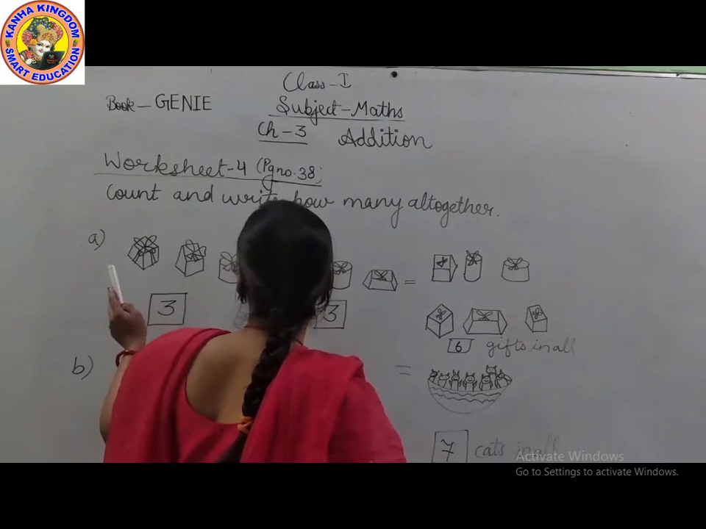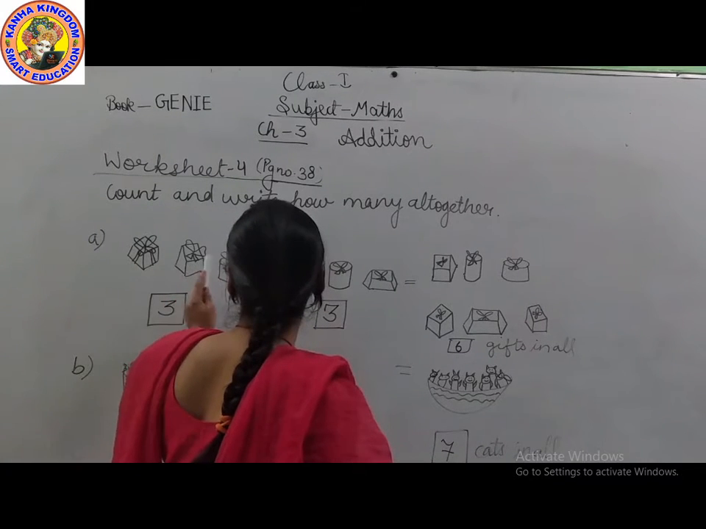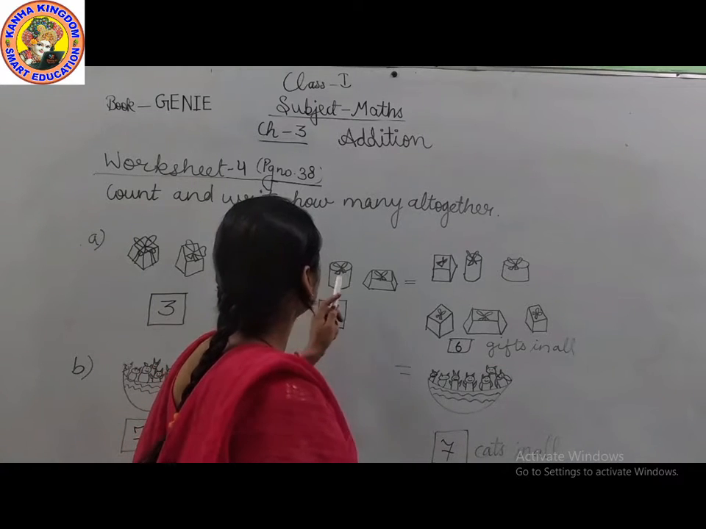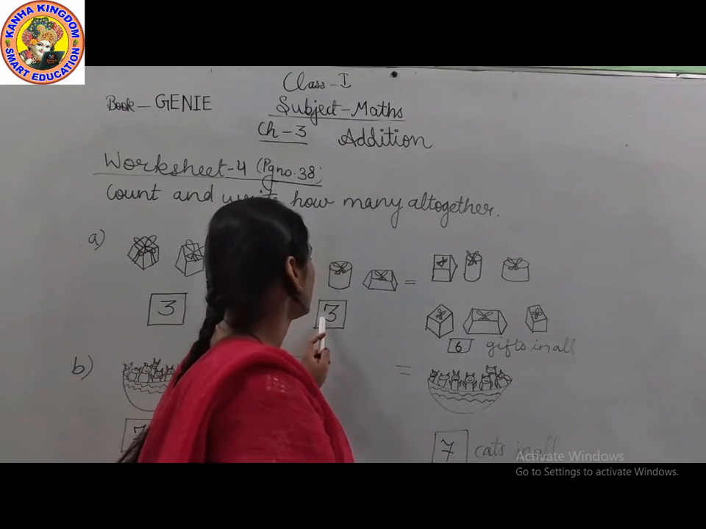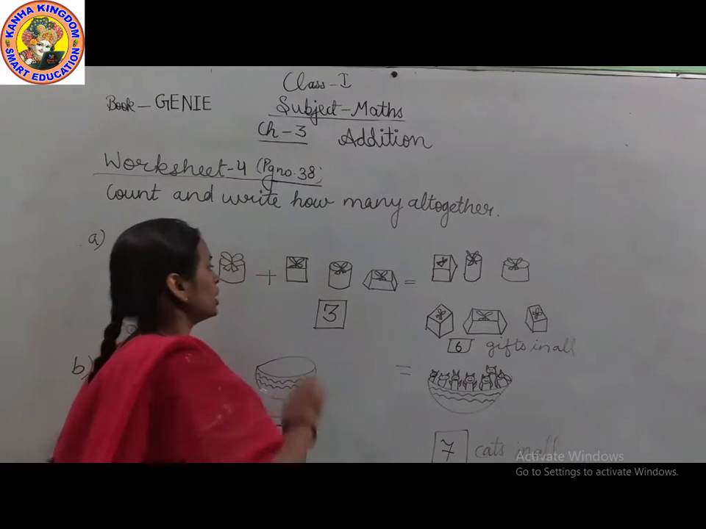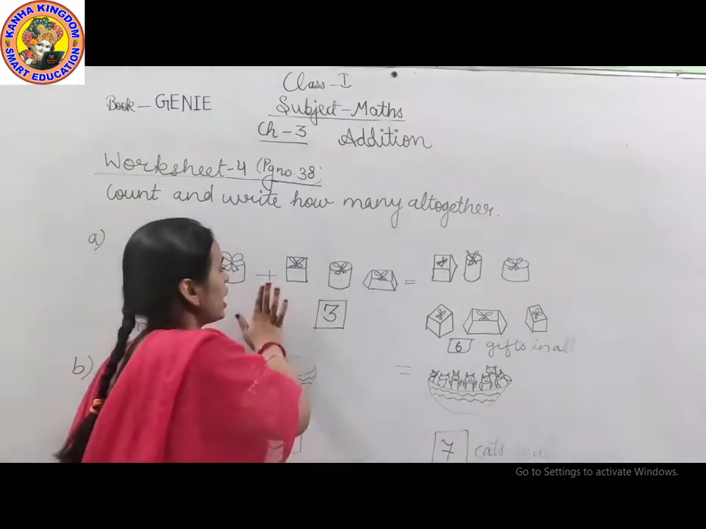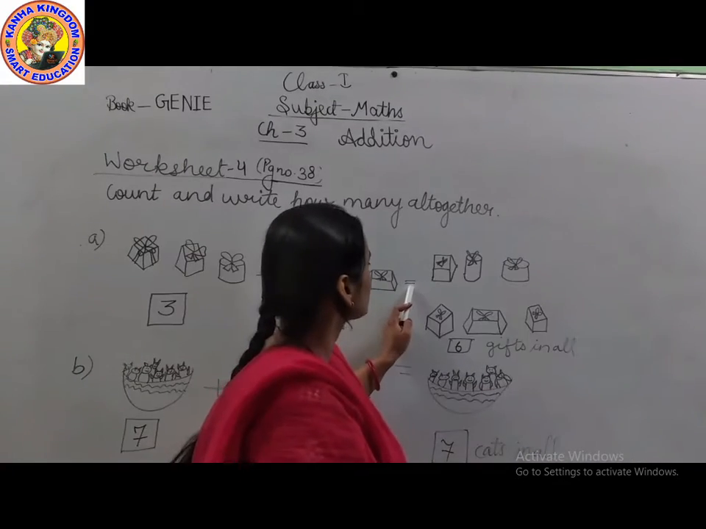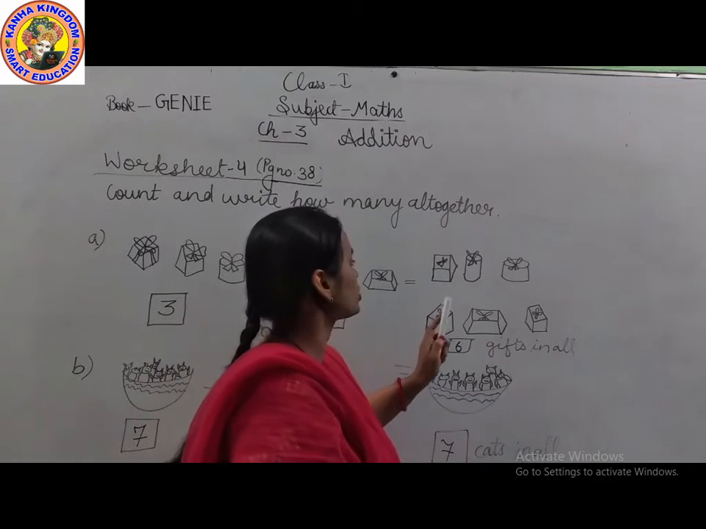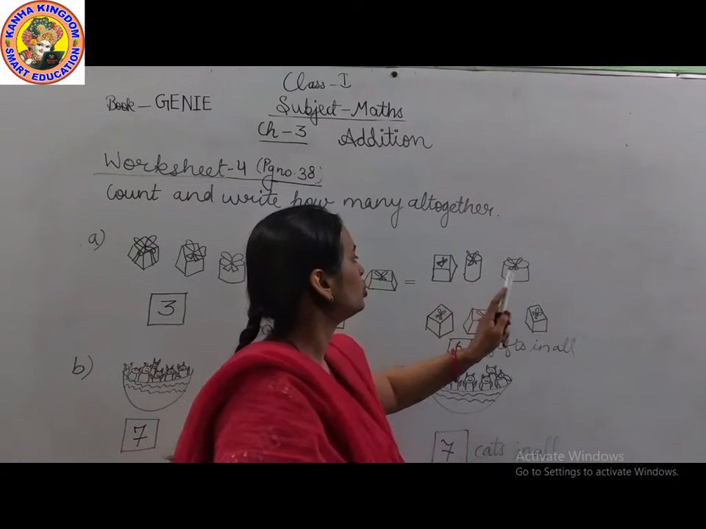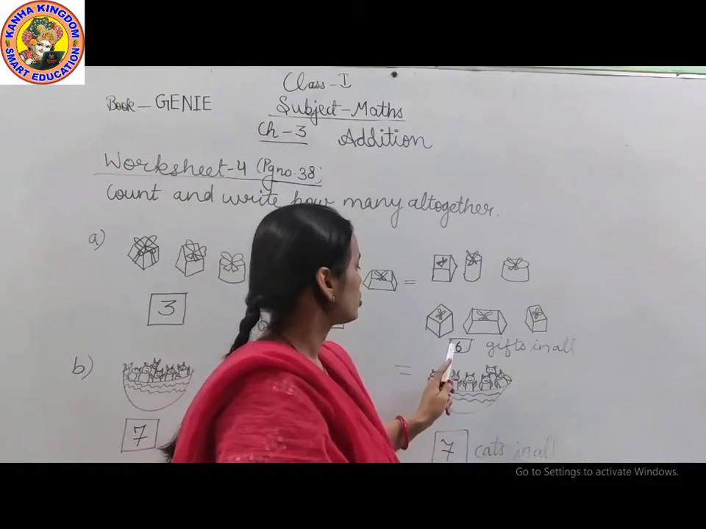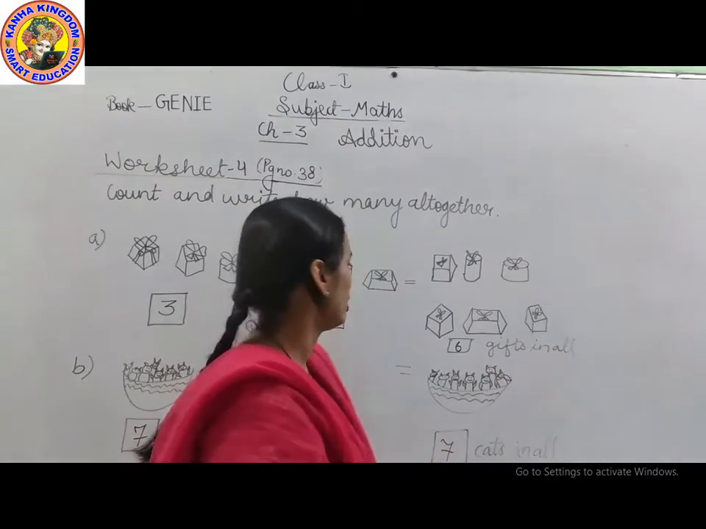In first question A, 1, 2, 3, 3 plus 1, 2, 3, 3 plus 3. This is the sign of addition. And this is the sign of equal. So 3 plus 3 equals 1, 2, 3, 4, 5, 6. So 6 gifts in all.